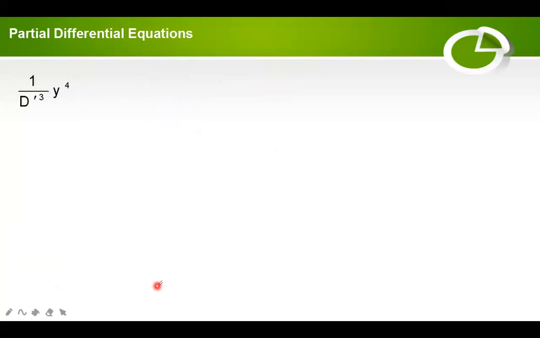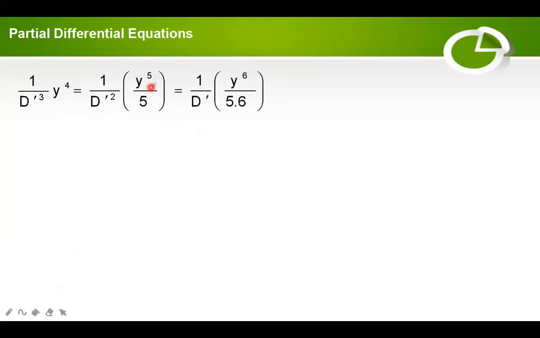If you are integrating once, what will you get? y raised to 4 plus 1 by 4 plus 1, that is y raised to 5 by 5. Again integrating, we will get y raised to 5 plus 1, that is y raised to 6. Already 5 is there, we will get 6. Again we have to integrate: y raised to 7, 6 plus 1, 7, by 5 into 6 into 7. Now we have to find this value.